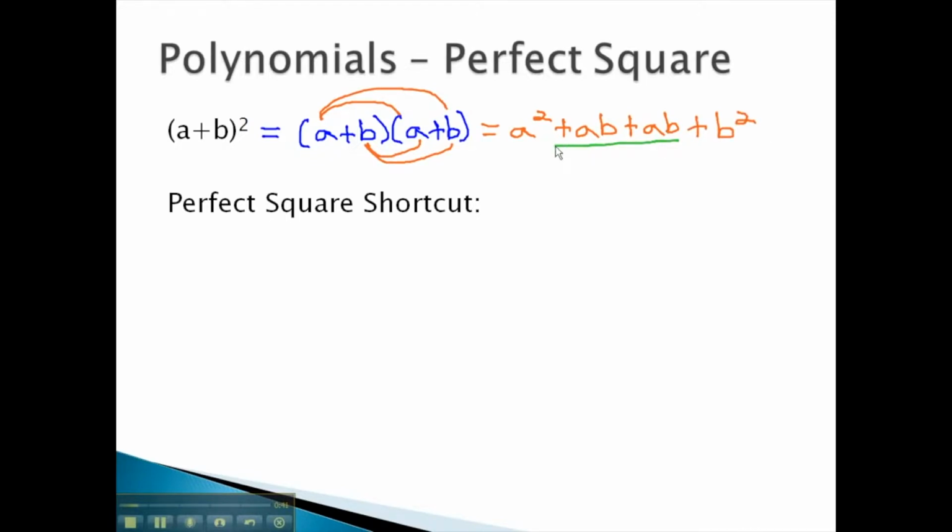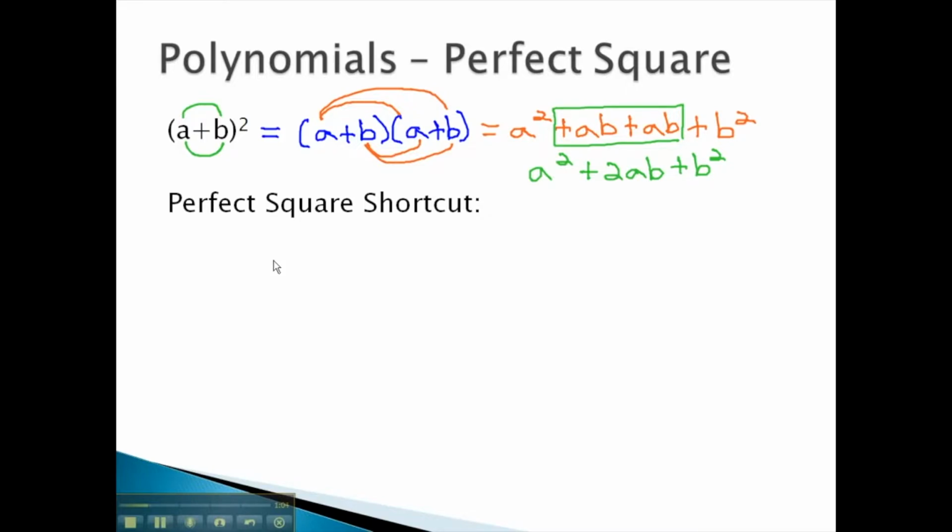Notice the like terms in the middle are exactly identical. Those like terms in the middle come from multiplying the a and the b together, and it's there twice. For this reason, we have a middle term which is twice the product of ab, combining the like terms, plus b squared.